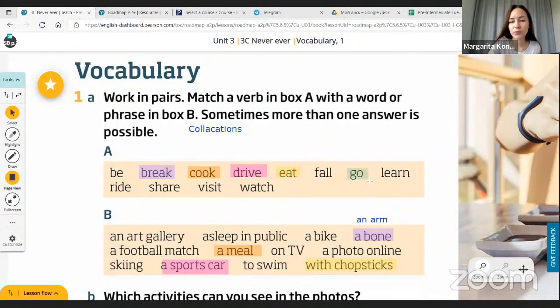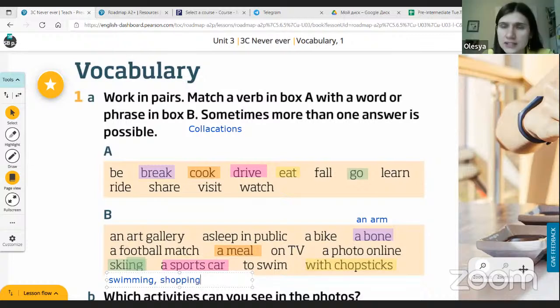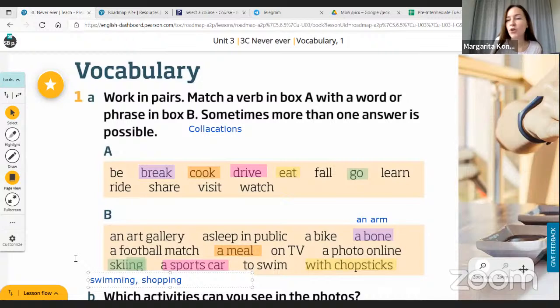What about go? To swim. To swim, yes. No. Skiing. Go skiing. You need to remember, if you use go and some activity, use it always with ing. Go skiing, go swimming, go shopping. Skiing это лыжи, да? На лыжах. Go skiing, go swimming, go shopping, go dancing, and other. So go plus ing activities, right?